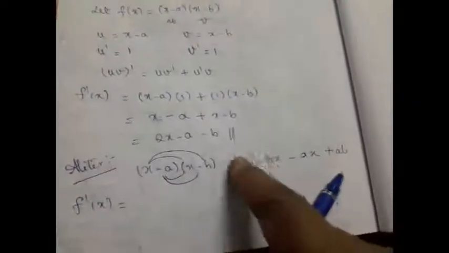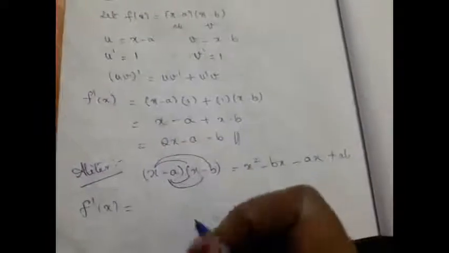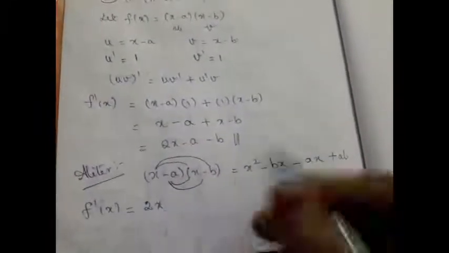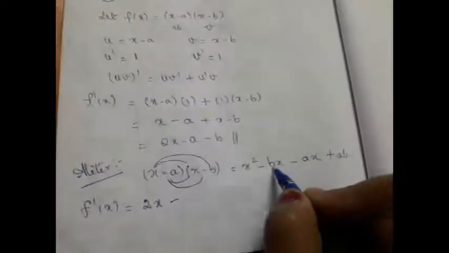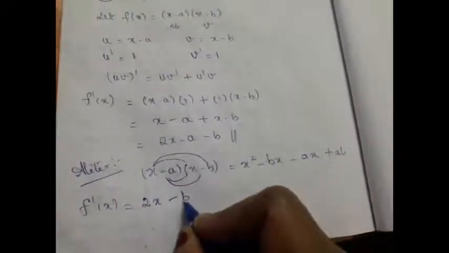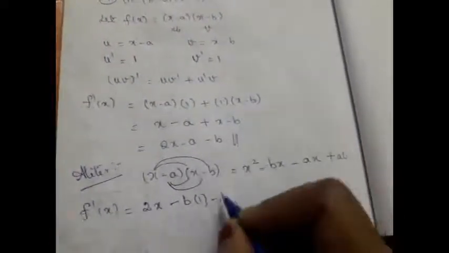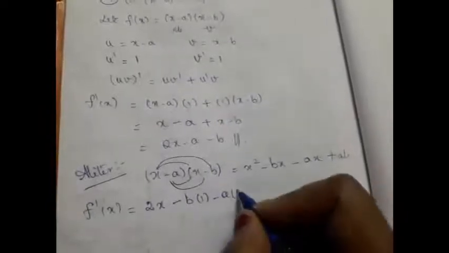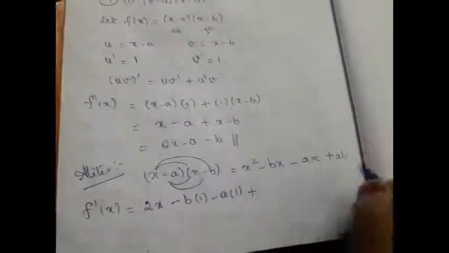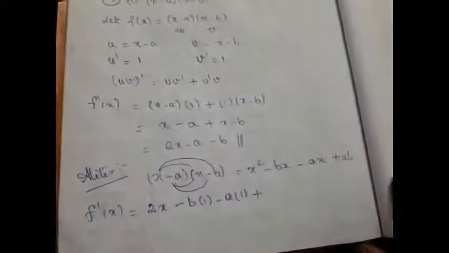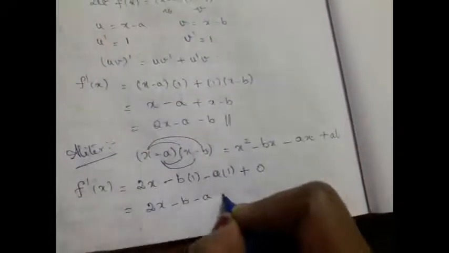So first we will differentiate x square. If we differentiate x square with respect to x, it is going to be 2x, because of the n into x power n minus 1 formula. Then minus bx: b is a constant, so we can take b out. Differentiation of x is 1. Minus a into the differentiation of x, which is 1, with respect to x, plus ab is a constant. So if you differentiate with respect to x, it is going to be 0. So it is equal to 2x minus b minus a, right? We got the same answer.